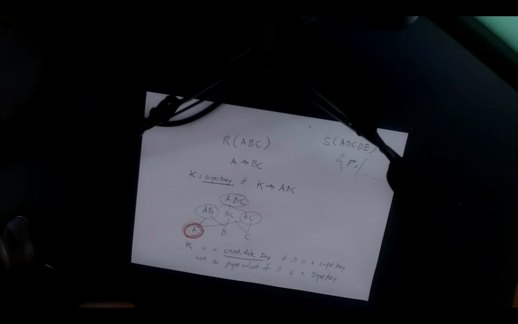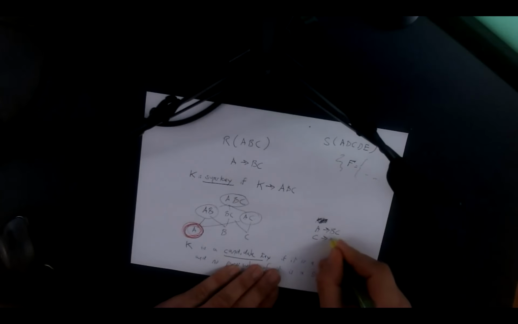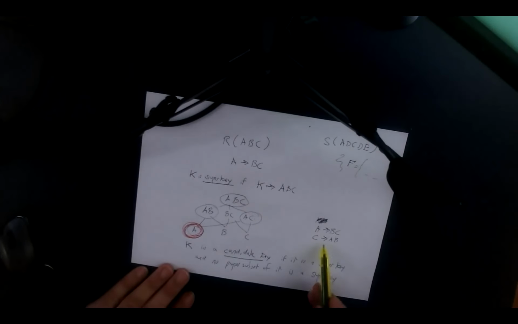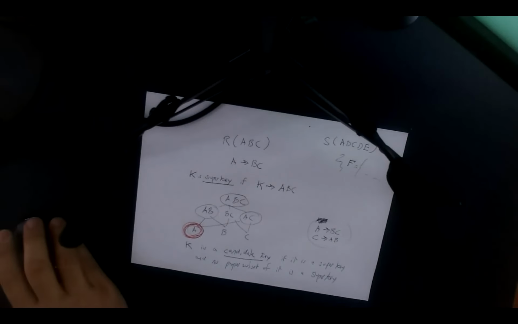Can I make a trivial example here off to the side where we have two candidate keys? Sure. If you work with this, A goes to BC and C goes to AB. This has two candidate keys, A and C. Okay, so now we have the definition of what a superkey is and what a candidate key is. Hopefully that is moving us along towards something a little more intuitive.